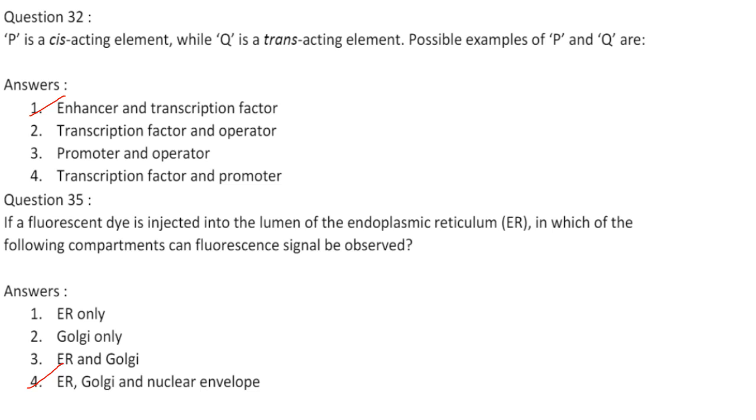Then if fluorescent dye is injected into the lumen of the endoplasmic reticulum, in which of the following compartments can fluorescence signal be observed? So from endoplasmic reticulum, proteins are transported in vesicles to the Golgi apparatus, where they are further processed and sorted for transport to lysosomes, the plasma membrane, or for secretion from the cell. So the fluorescent signal will be in endoplasmic reticulum, Golgi and nuclear envelope. Answer is option 4.